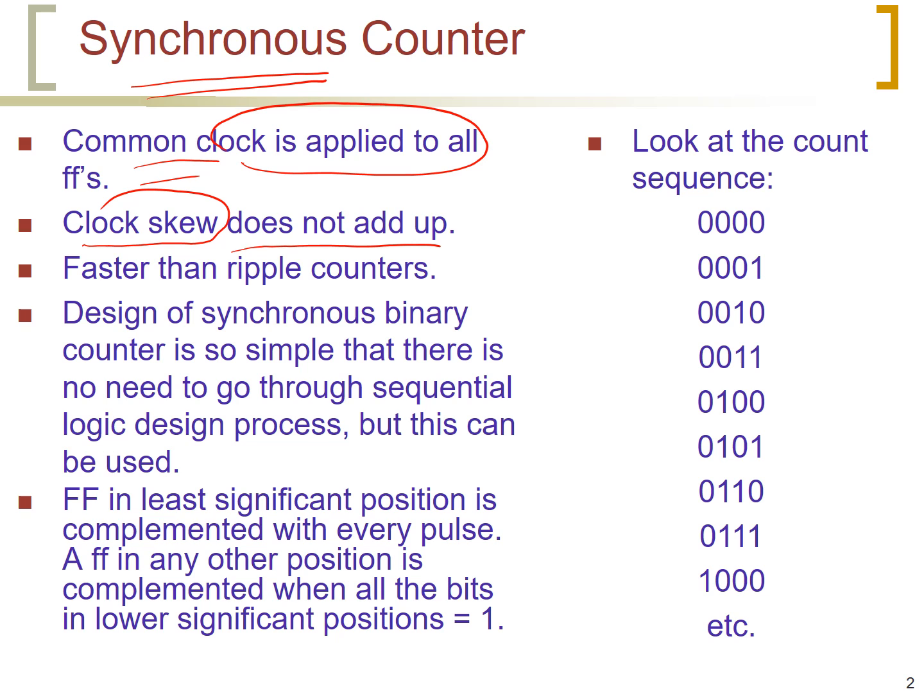In other words, all flip-flops get changed at the same time, exactly at the edge of the clock, whether it's falling edge or rising edge. This type of counter is also faster than ripple counters, because all flip-flops are changed at the same time, different from the ripple where each flip-flop will make the next one change.